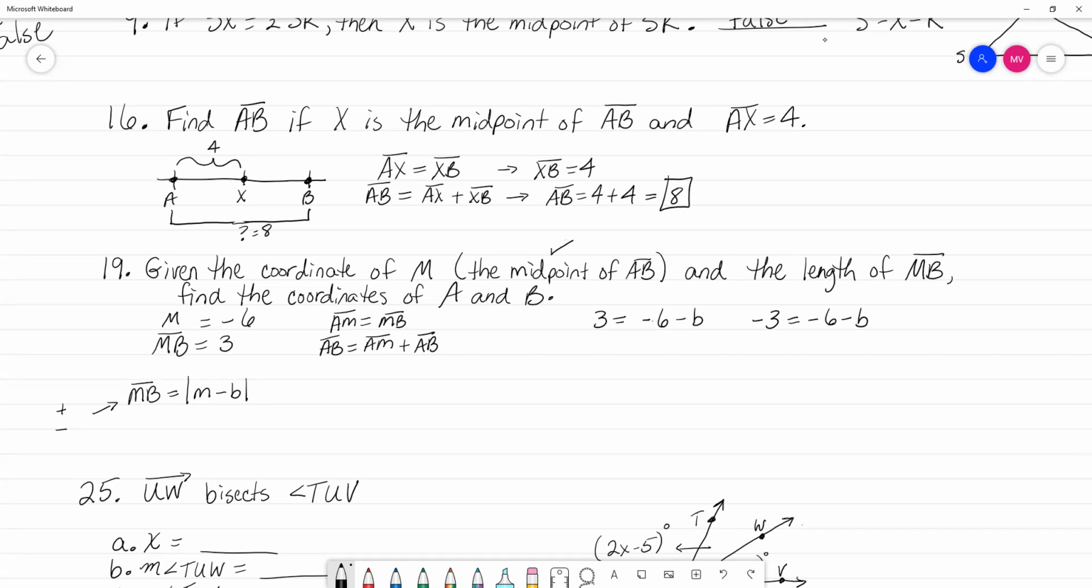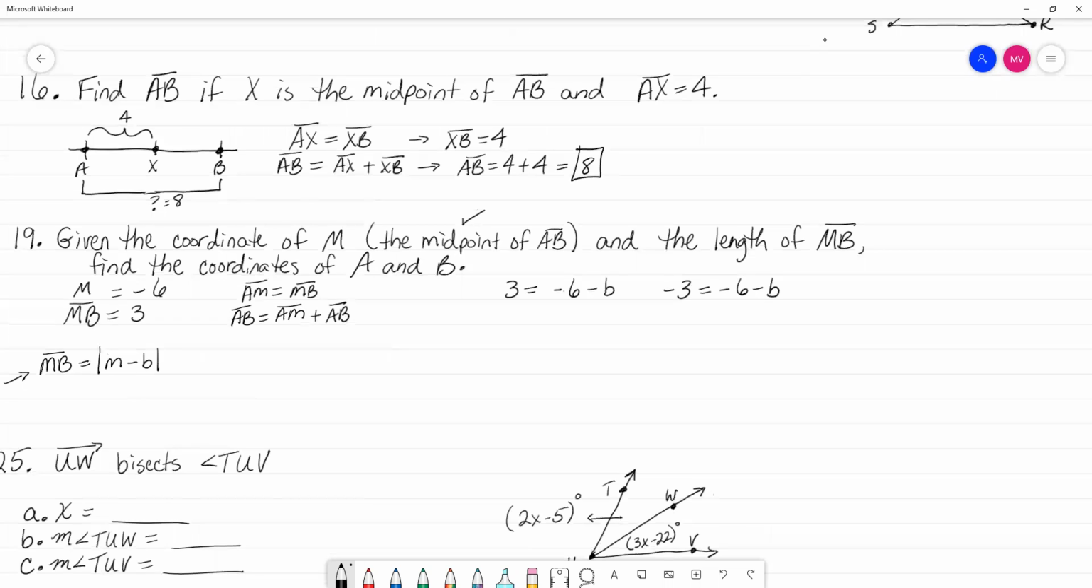All right, so now it's just basic algebra. We isolate our variable by using the addition property of equality to add 6 to both sides. That leaves a -B on the right side, and 3 plus 6 is 9. And then we do it here. We end up with -B equals -3 plus 6, which is +3.